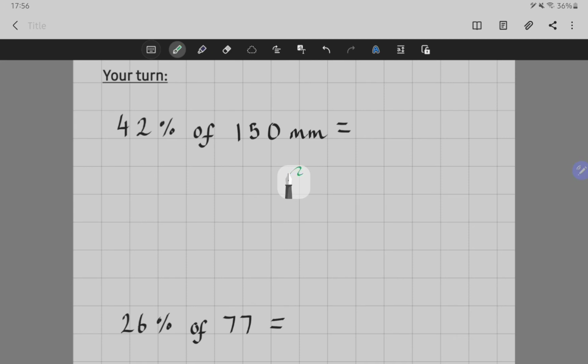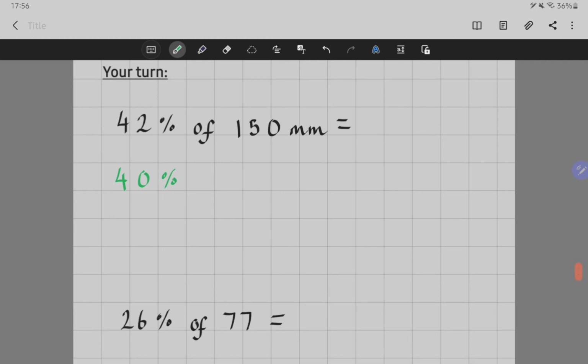Let's check then. So 42%. So I'm going to find 40% first, and then I'm going to find 2%. Well, 40% would equal 10% times 4. Well, 10% of 150 would be 15, and I need to multiply that by 4, which you could do mentally, or you might do a quick column. 5 times 4 is 20, 1 times 4 is 4, plus the 2 is 6.